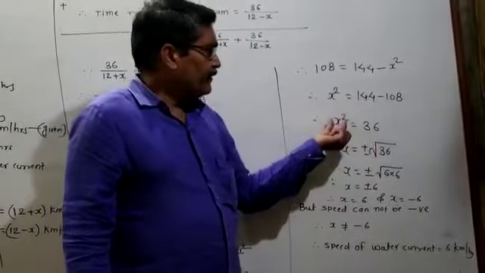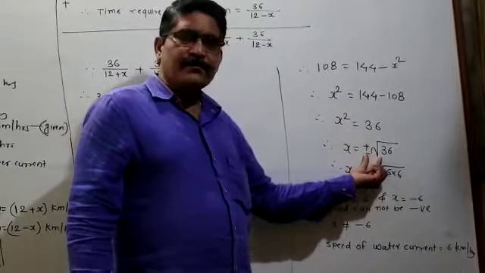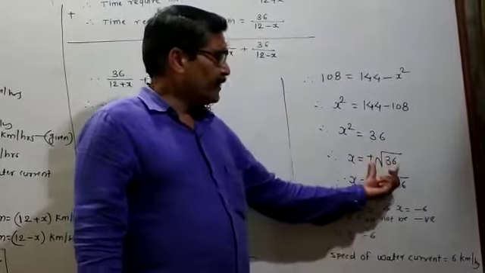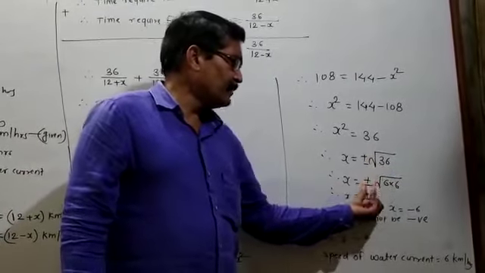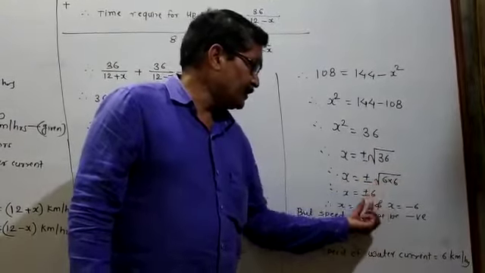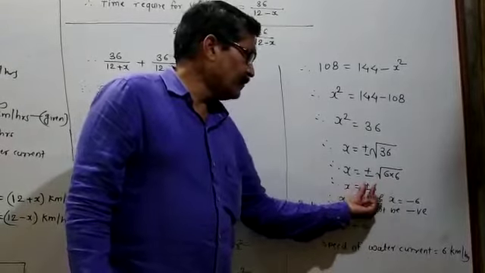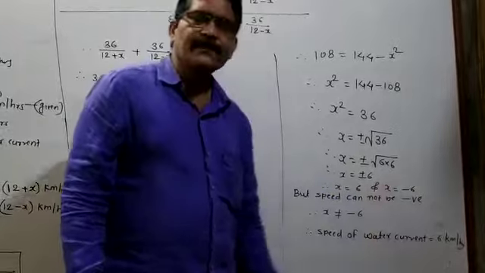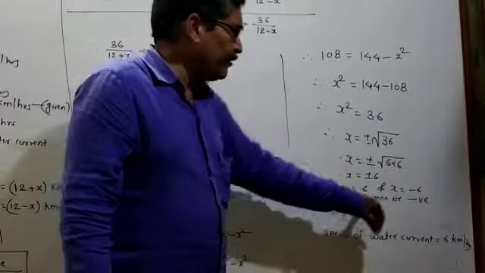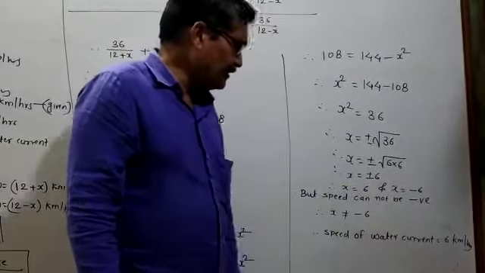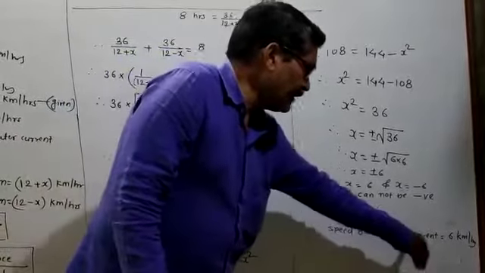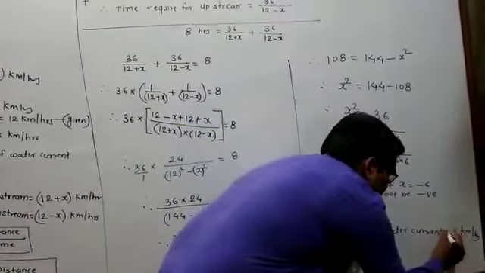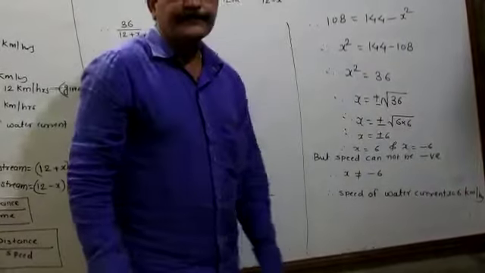And if you remove the square, you have to take the square root. Every number has two square roots, one positive and another negative. This will come as the square root of 36. x is equal to plus or minus square root of 6 into 6. One 6 will come outside. x is equal to plus or minus 6. One value of x will be plus 6, one value will be minus 6. But speed cannot be negative. So x is not equal to minus 6. Therefore, the speed of the water current is 6 km per hour.